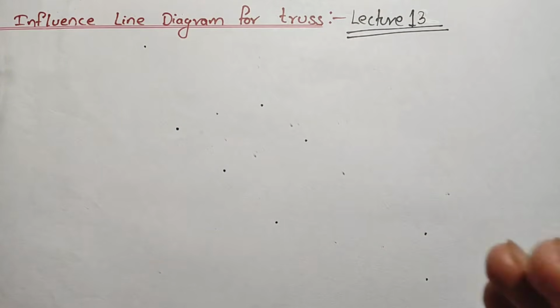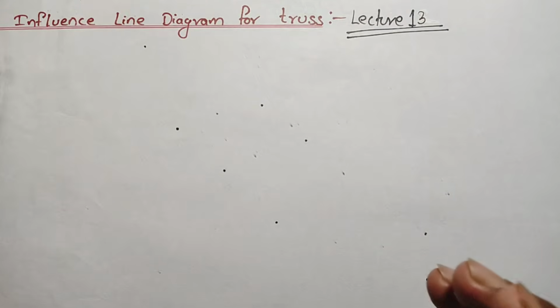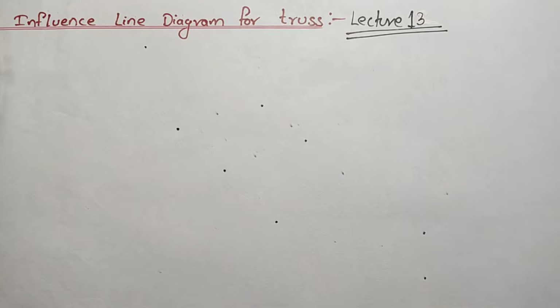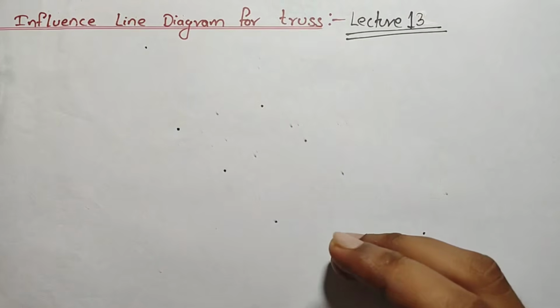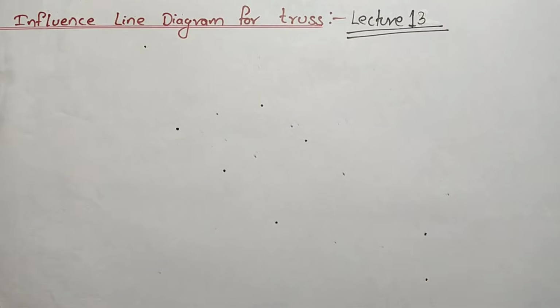And guys, in the previous video we have studied the different types of truss bridges, and we have also seen how to draw the influence line diagram for the upper chord member. And today in this lecture I will be discussing how to draw the influence line diagram for the lower chord member, vertical member and a diagonal member.